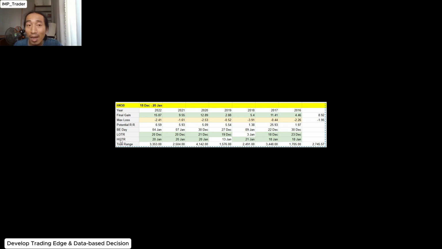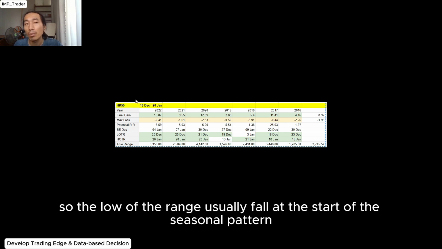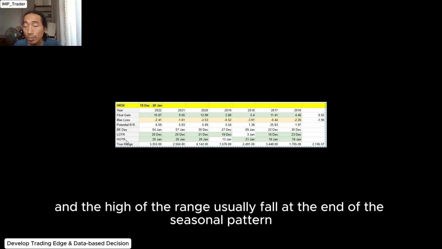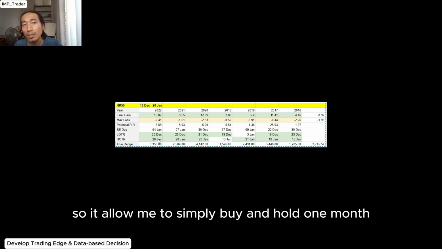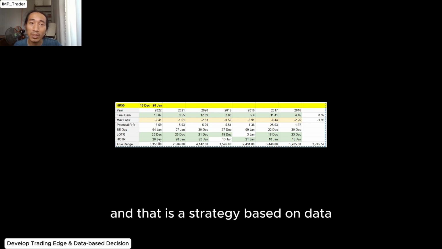And then looking at the high of the range, the 20 January, 20 January, 20 January, 21, 18 January. Do you see the pattern? The low of the range usually forms at the start of the seasonal pattern, and the high of the range usually forms at the end of the seasonal pattern. So this allows me to simply buy and hold 1 month, and that is a strategy based on data.